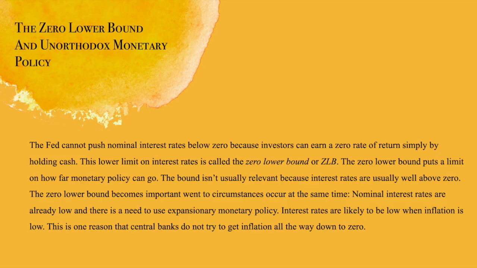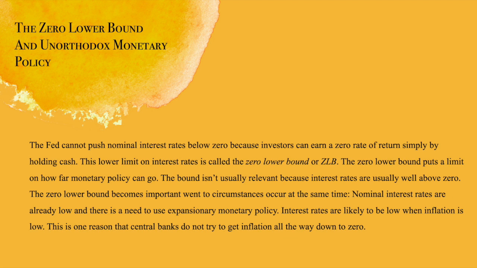Next is the zero lower bound and unorthodox monetary policy. Zero bound is an expansionary monetary policy tool where a central bank lowers the short-term interest rate to 0 if needed to stimulate the economy. The Fed cannot push nominal interest rates below 0 because investors can earn a 0 rate of return simply by holding cash. This lower limit on interest rates is called the zero lower bound, or the ZLB.